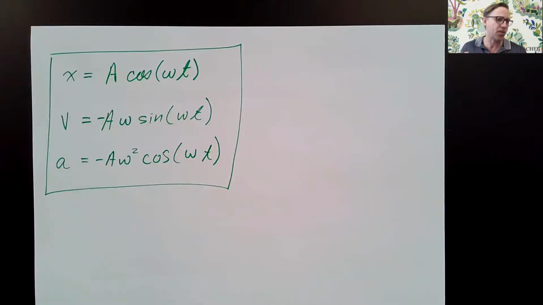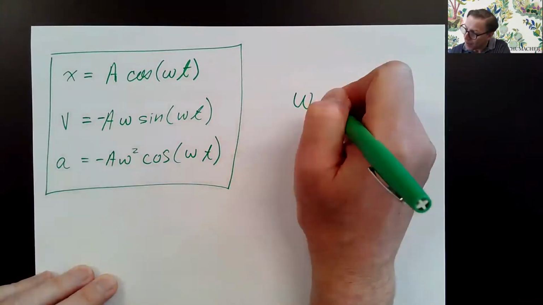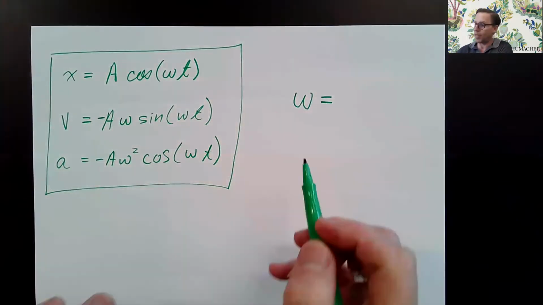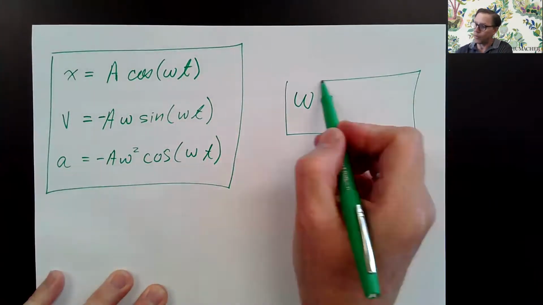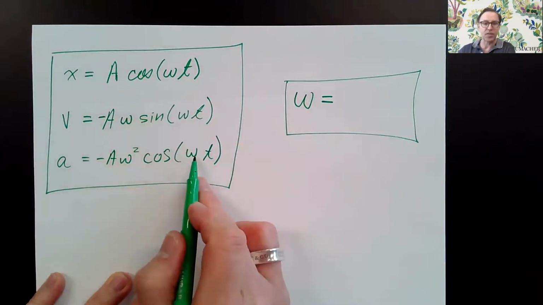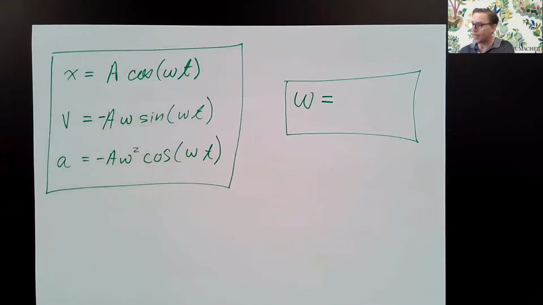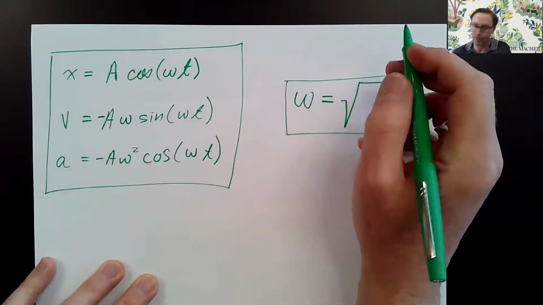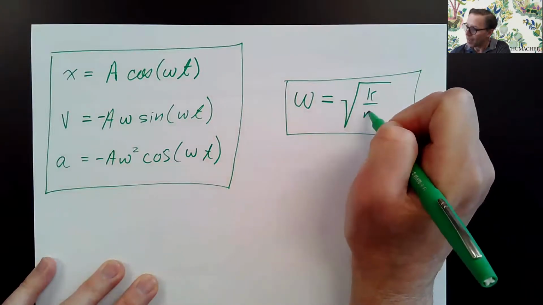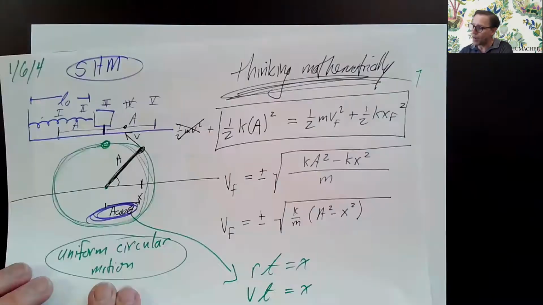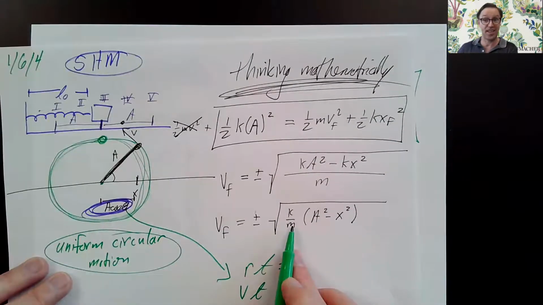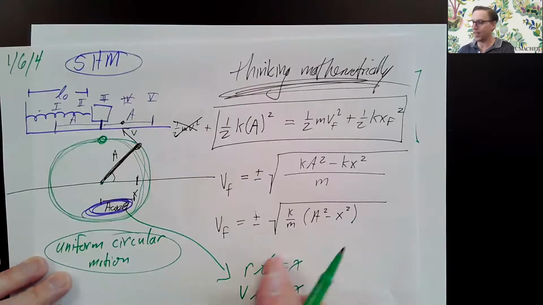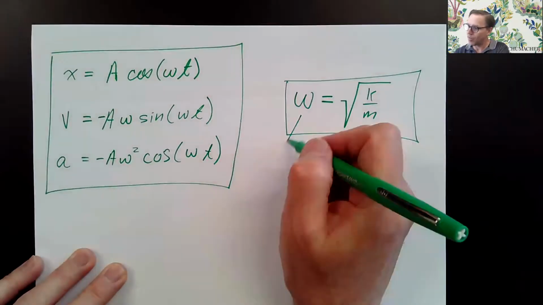Now, there's one more thing I want to tell you. I'm not going to derive this for you here today, but it can be derived and you can look it up. I'm going to give you a formula here that's really going to be useful for this omega and this omega and this omega. Omega is equal to the square root of k over m. That same k over m that came from over here. This is called the angular frequency.